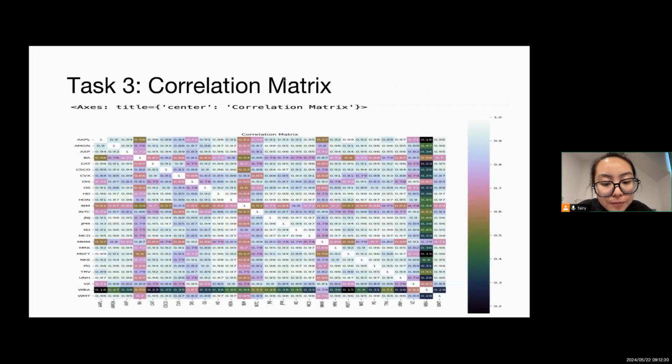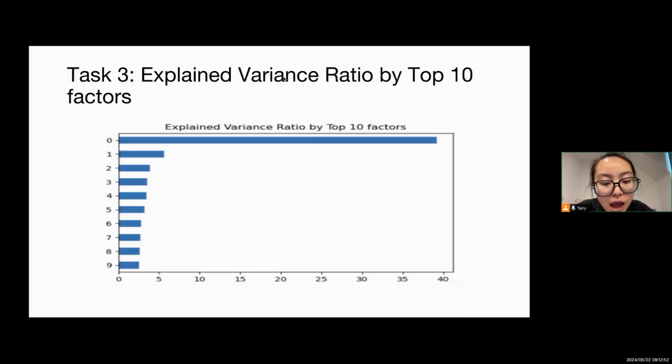For task 3, I first visualized the correlation matrix of the data and found that most of the stocks have a high positive correlation with each other. The correlation is close to 1, which means that these stocks have very similar performance under the same market conditions.